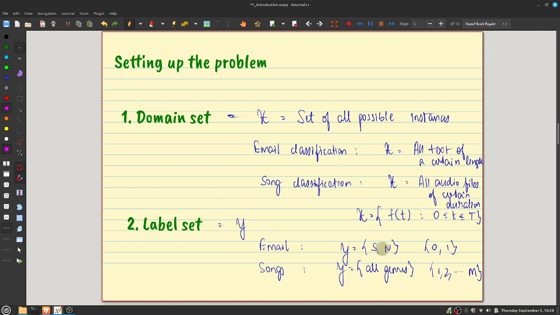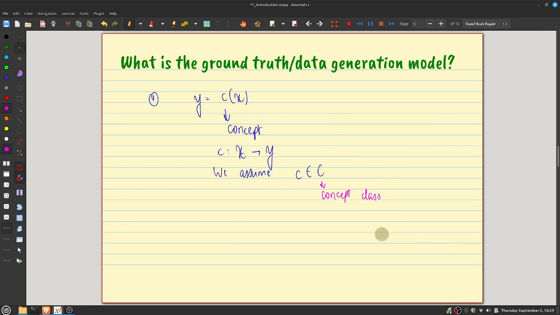So in the case of emails, for every instance, which is any arbitrary text, it can be either spam or not spam. Every element in the domain set is given a label, spam or not. Then when we say this label y is equal to C of x, y is C of x. It's some function of x. So this y is called the label, and this y is called the ground truth.